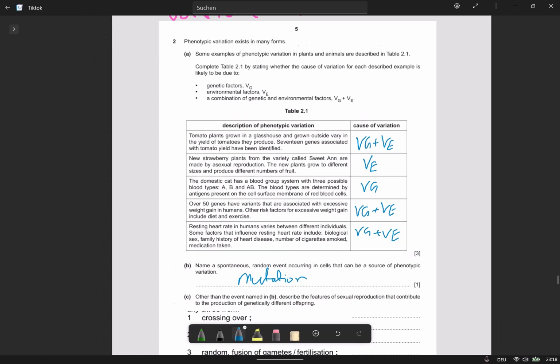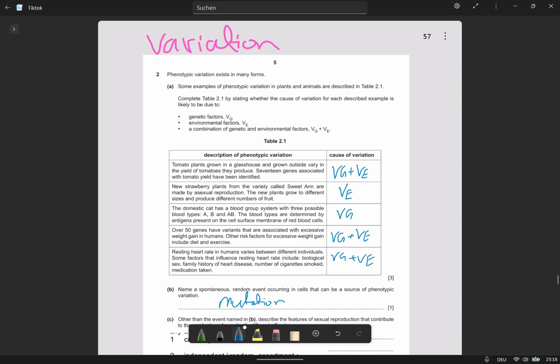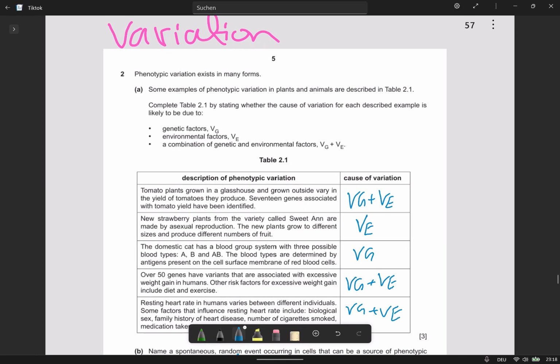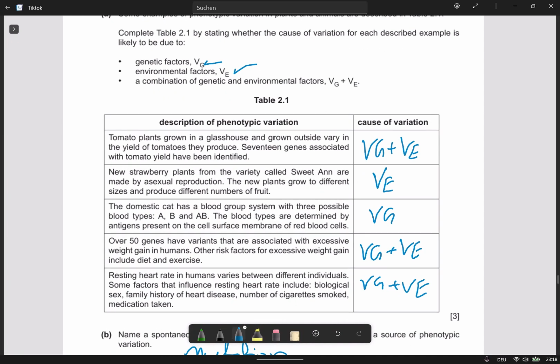So let's solve some questions together. The first question was, there are some examples of phenotypic variations in plants and animals. He wants us to identify if it was genetic factors, environmental factors, or the effect of both that caused the variation. So here we have the tomato, okay, with different yields.